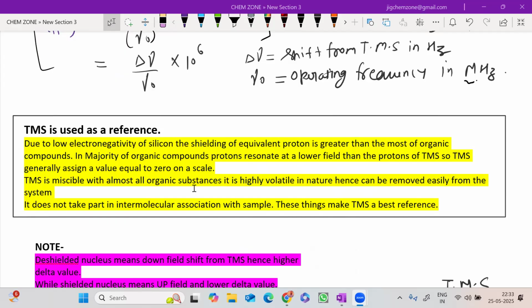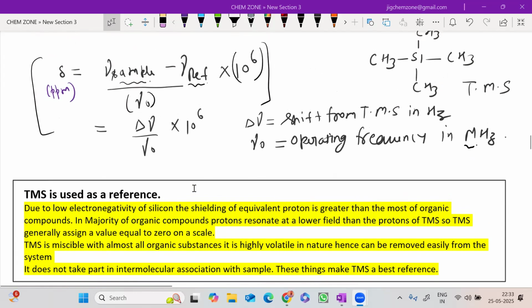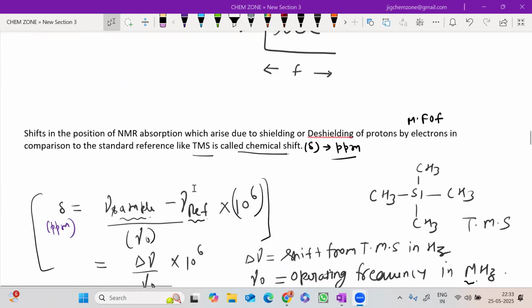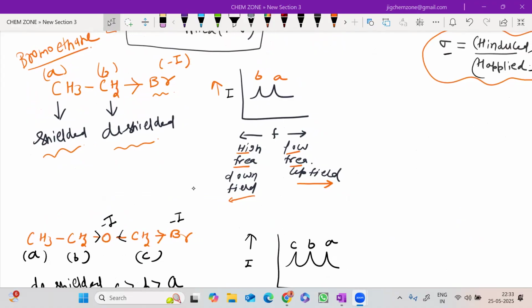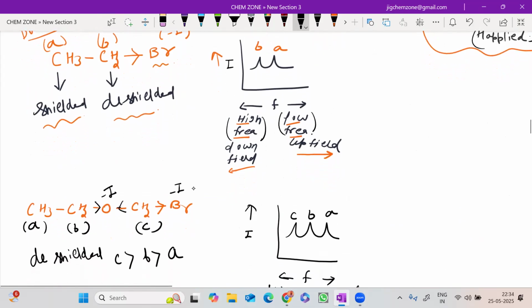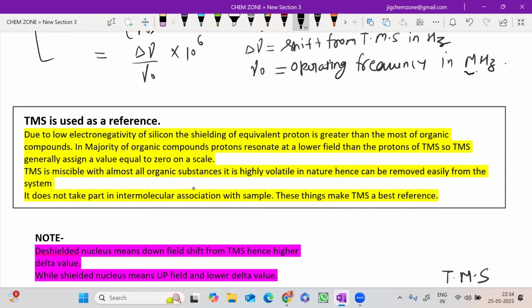Correct? You understand the meaning of lower field here? Low frequency is upfield, high frequency is downfield. This means most of the organic compounds resonate at lower field, that is higher frequency, than the proton of TMS.